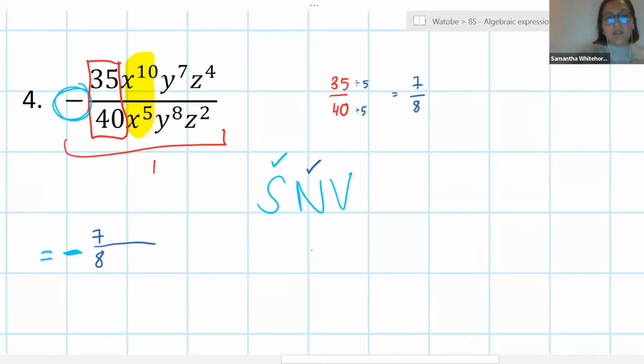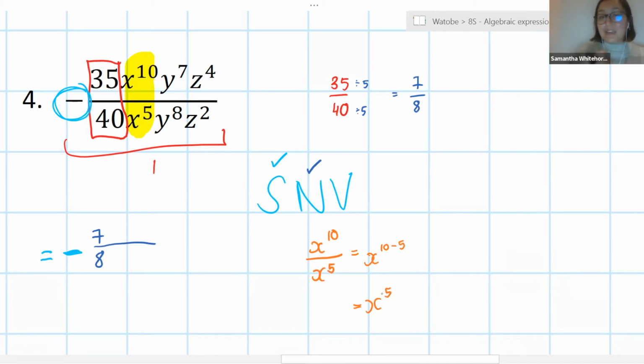Okay, so if I have a look here, and I'm just going to do it on the side here, x to the power 10 divided by x to the power 5. If you want to use your exponent laws, they tell you to subtract exponents. So x to the power 10 minus 5. That's absolutely fine. It gives you the correct answer.